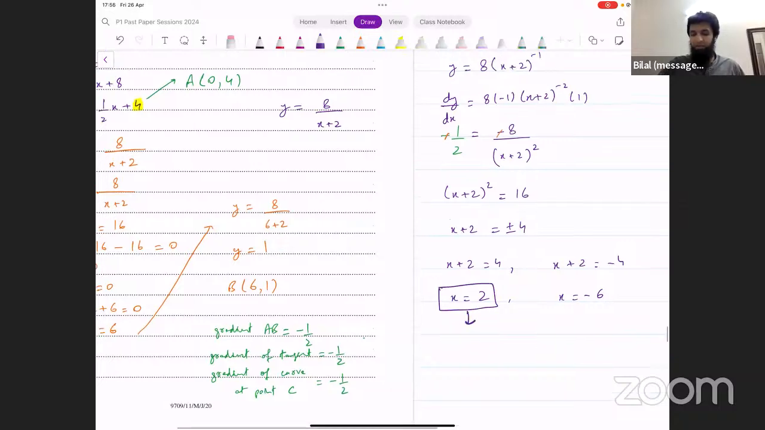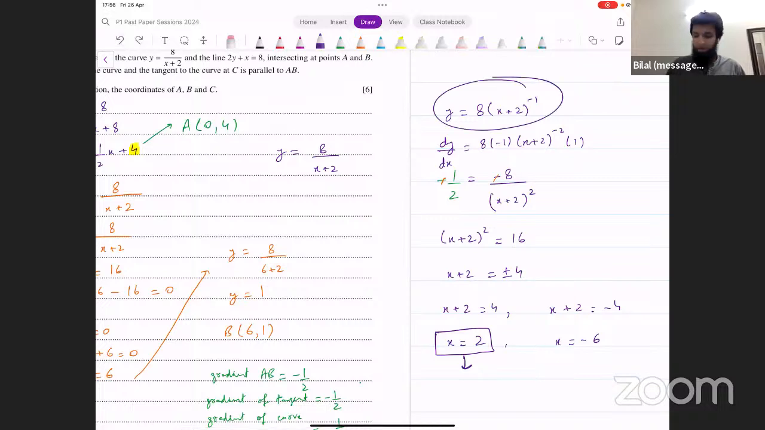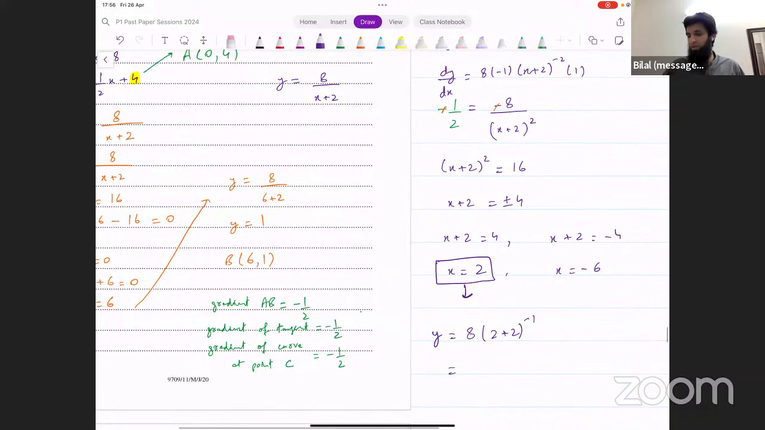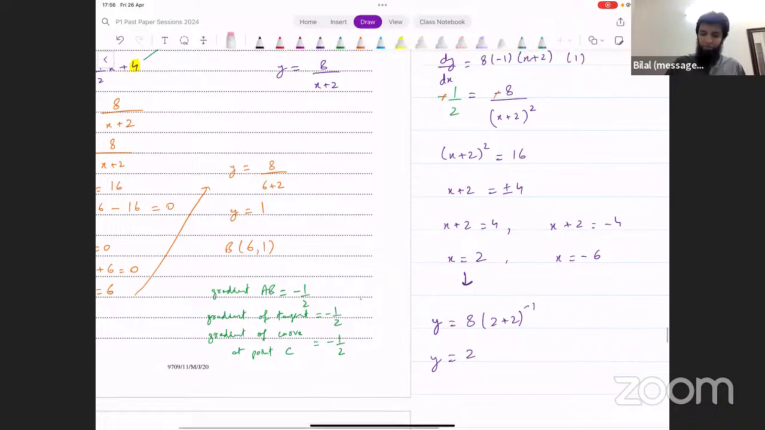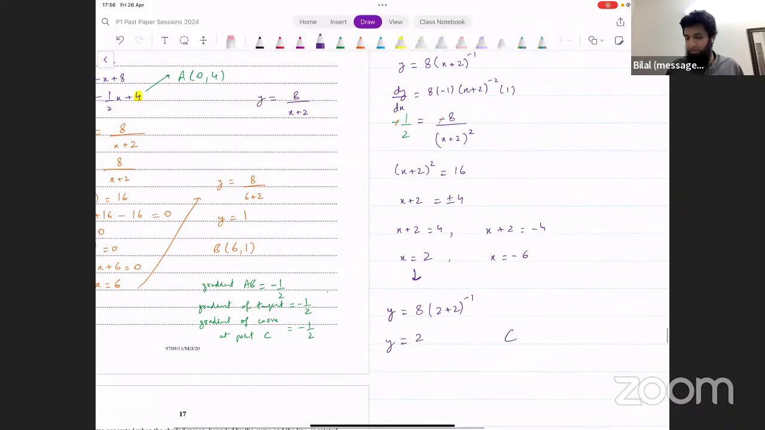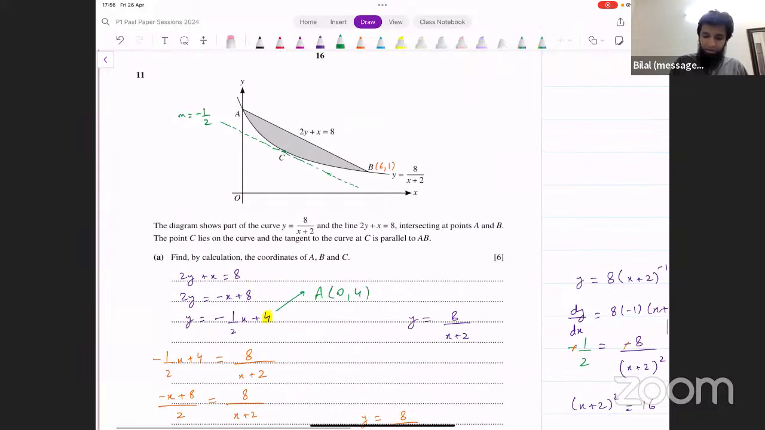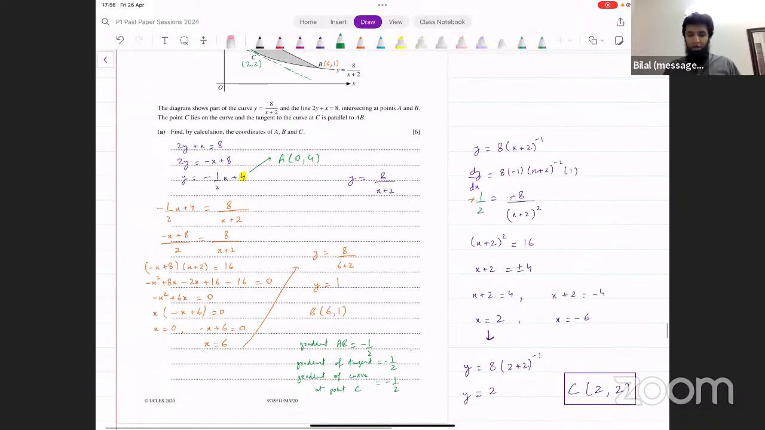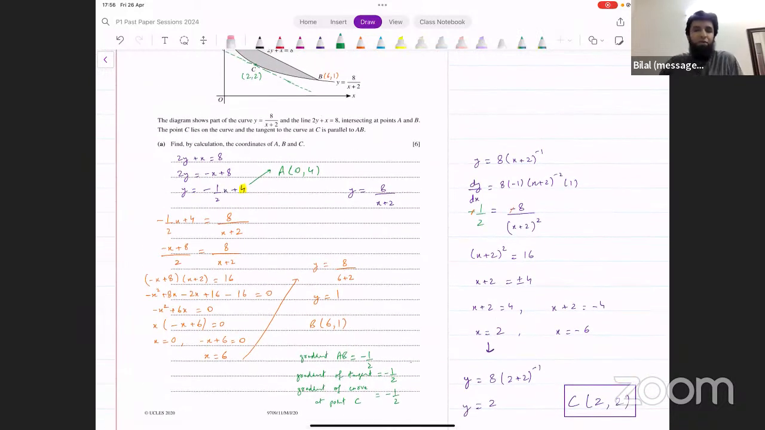Now you put this back in the equation of the curve. This is the equation of the curve. And you get the corresponding y coordinate from that. Y equals 8 into 2 plus 2 whole power minus 1. And that will be 8 over 4, which is just 2. So the y coordinate also turns out to be 2. So what are the coordinates of the point C then? C is 2, 2. This is the point C that we were looking for. It's 2 and 2. At this point, the gradient of the curve is equal to minus 1 over 2.